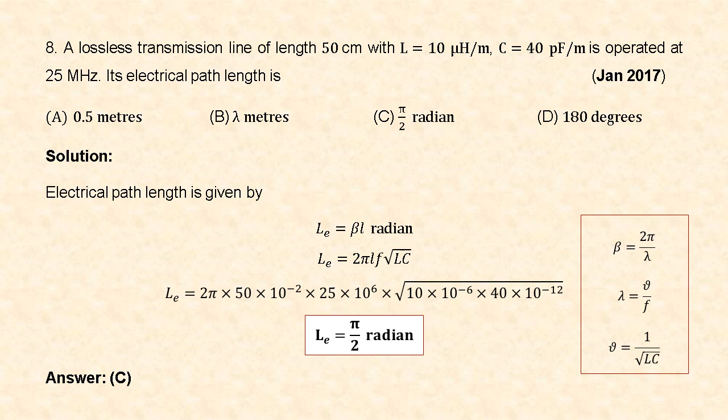So substituting the values of length as 50 centimeter, frequency as 25 megahertz, L as 10 microhenry per meter, C as 40 picofarad per meter, we have the electrical path length is equal to pi by 2 radian. So option C is correct.